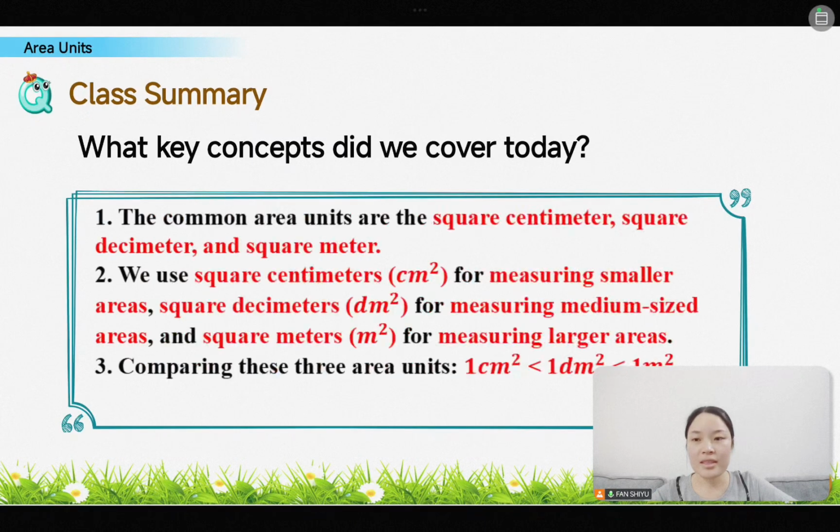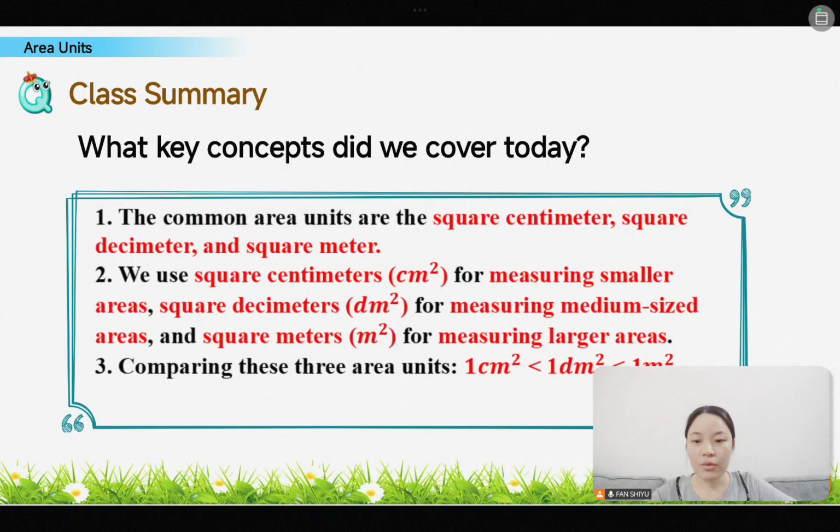Okay, in this section, what key concepts did we cover today? First, the common area units are the square centimeter, square decimeter, and square meter. Second, we use square centimeter for measuring smaller areas, square decimeter for measuring medium-sized areas, and square meters for measuring larger areas.